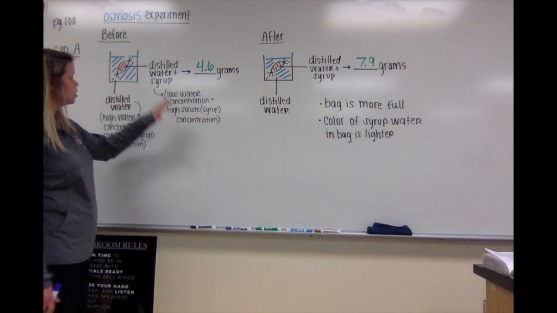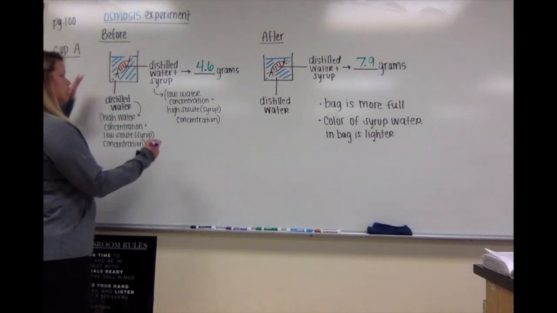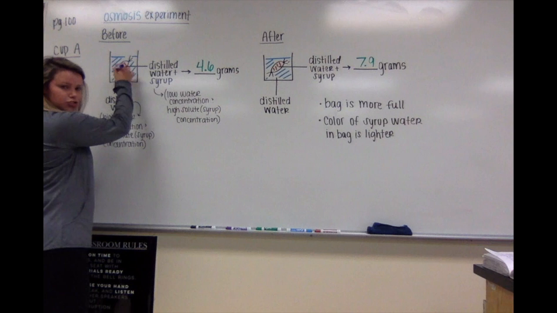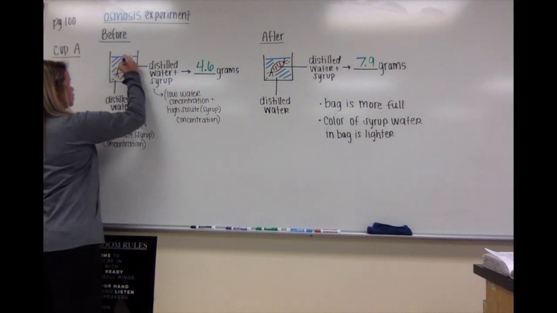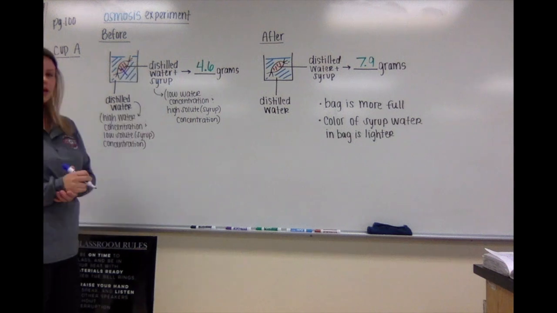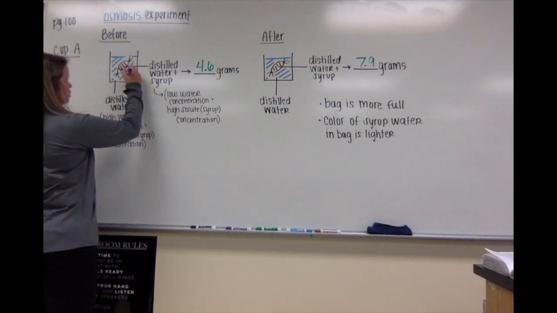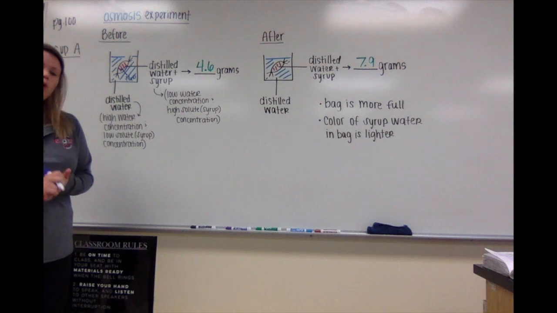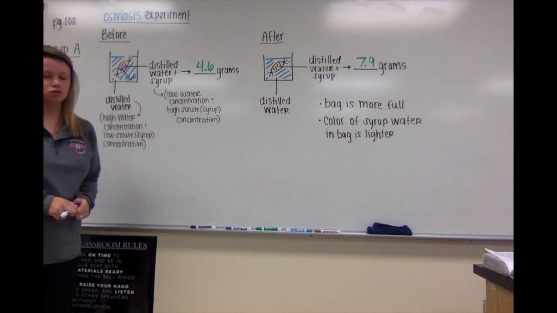So in our before picture, we're going to draw an arrow from the water in the cup into the dialysis tube bag. And at the blunt end of the arrow, so not where the arrow is pointing, we're going to write H2O to show that water is moving from the cup into the dialysis tube bag.